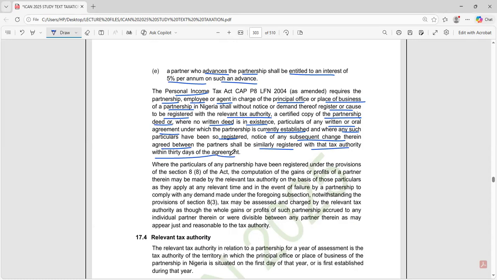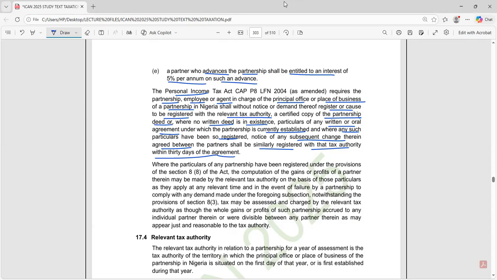In simple terms, what they're trying to say here is that the same way you register your business, the company that you register with the tax authority, it's the same way you're also going to register your partnership with the relevant tax authority. Please note, we don't tax partnership in Nigeria. We don't tax partnership in Nigeria. That is why you see the word personal income tax. So we are taxing the partners, not the partnership. We are taxing the individual partners, not the partnership.